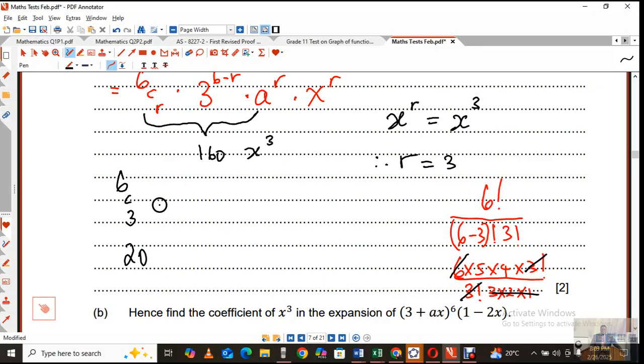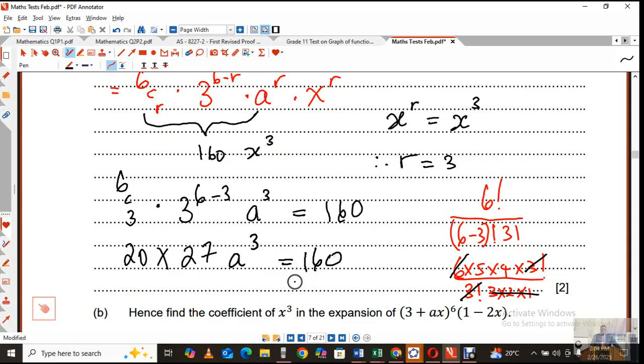The next one is multiply that by 3, 6. But now I'm going to replace that R with our 3, and A cubed, okay? This stuff, as I was saying to you, should equal 160. That's what it is. So this is 3 cubed, and 3 cubed is 27. A cubed should equal 160.